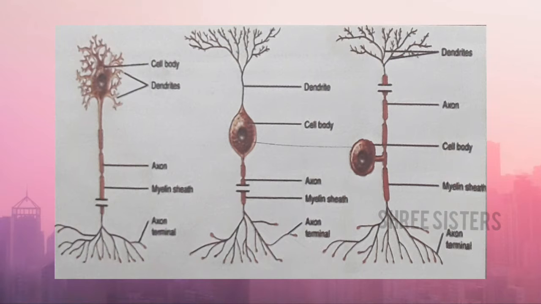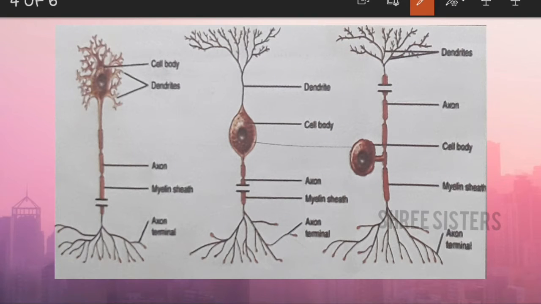So now we learn about the pictures. So this is the multipolar neuron. As you can see, multipolar means they have one axon and two or more dendrites.